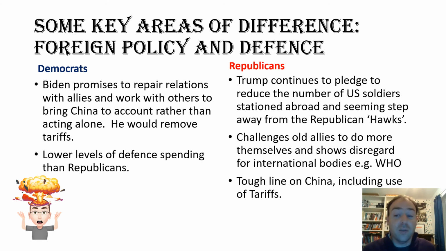So Biden is talking in a typical, more dove Democrat way that you'd expect about repairing relations with the allies that he says Trump has done horrible damage to, work with other countries to bring China to account rather than acting alone, which Trump is doing, and he would remove the tariffs that Trump has imposed on other countries, notably China. And traditionally, the Democrats would spend less on defence than the Republicans would. Now, Trump, something very untraditional for the Republicans, is pledging to reduce the number of US service people stationed abroad.